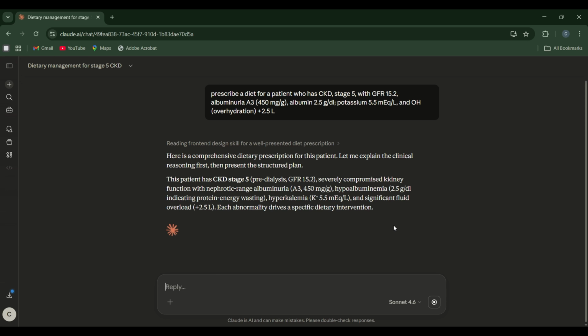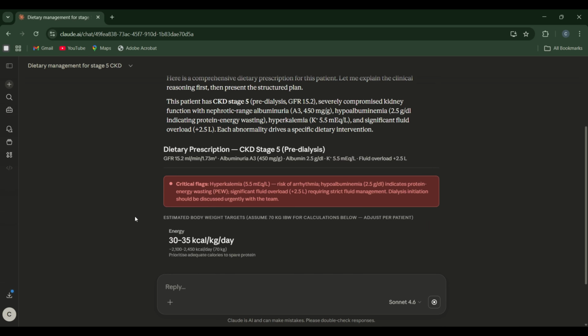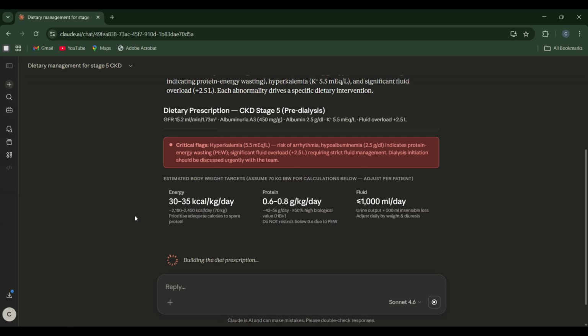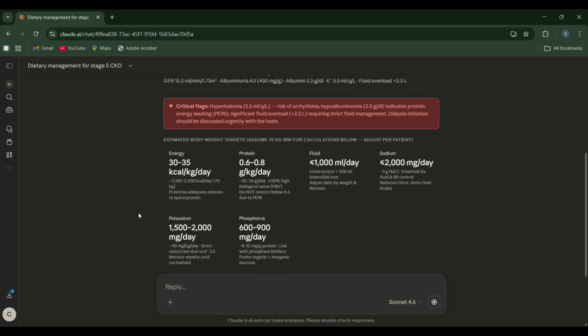Here's the result. Claude provides a more structured dietary prescription. The format is different, more colorful, which allows you to see the differences, but the recommendations are largely consistent with ChatGPT. However, Claude tends to include more detailed explanations and clinical reasoning. It emphasizes nutrient control, provides macronutrient breakdowns, includes food guidance based on potassium content, and offers a sample meal plan. It also explains the rationale behind each decision.